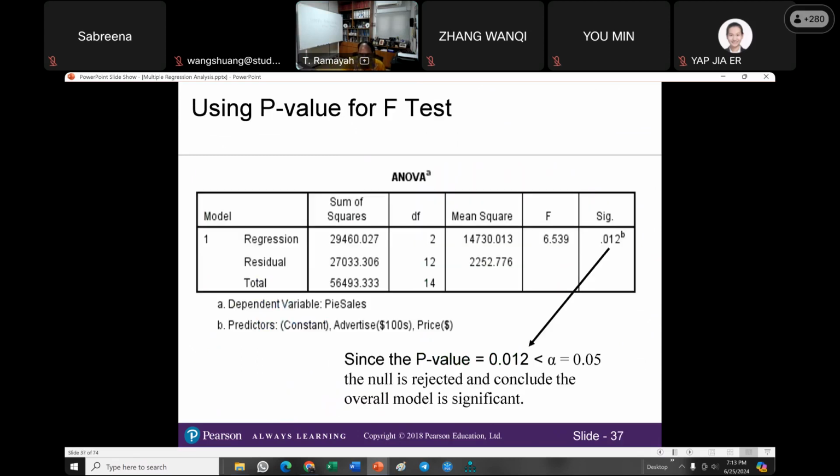Like just now, we already saw the output. In the output, we have a significance of 0.012. This is actually the p-value calculated. This is the F value, and this is the p-value calculated. This p-value 0.012 is less than alpha. Alpha is 5%. That is why we reject the null, and then we conclude we have a model. Then only we can proceed further.